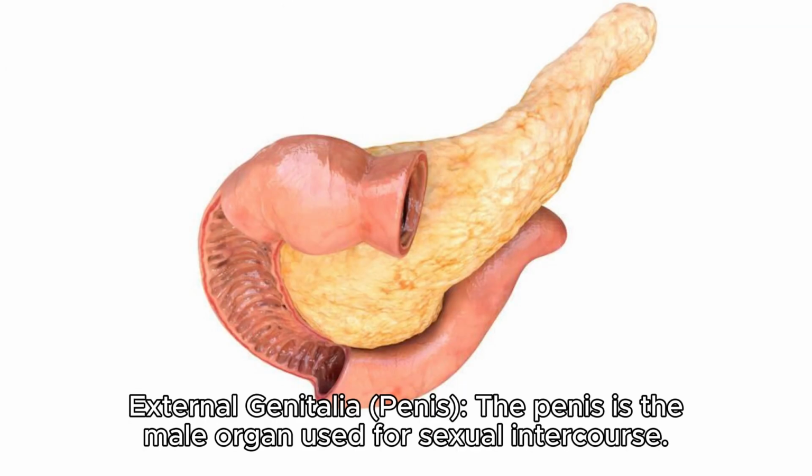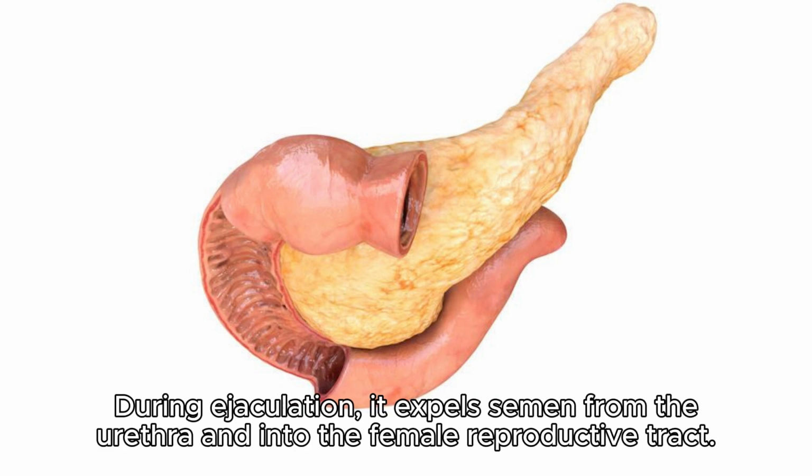External genitalia: penis. The penis is the male organ used for sexual intercourse. During ejaculation, it expels semen from the urethra and into the female reproductive tract.